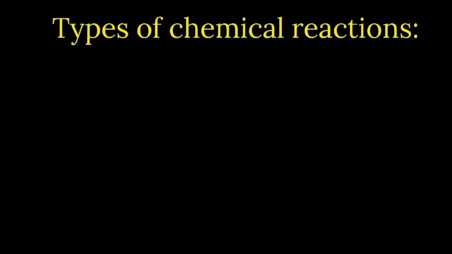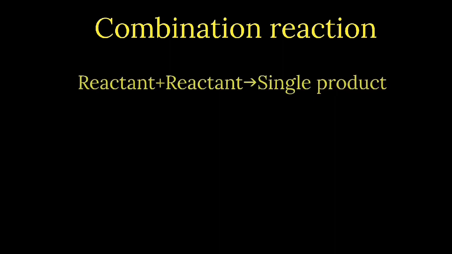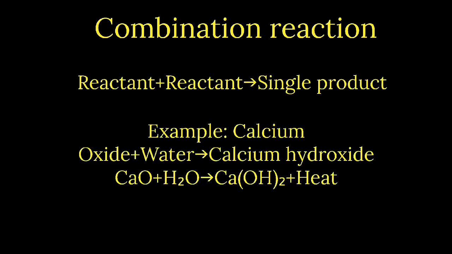Let's see how many kinds of chemical reactions there are. The first one is combination reaction. In this reaction, reactants combine to form a single product. For example, calcium oxide reacts with water to form calcium hydroxide.